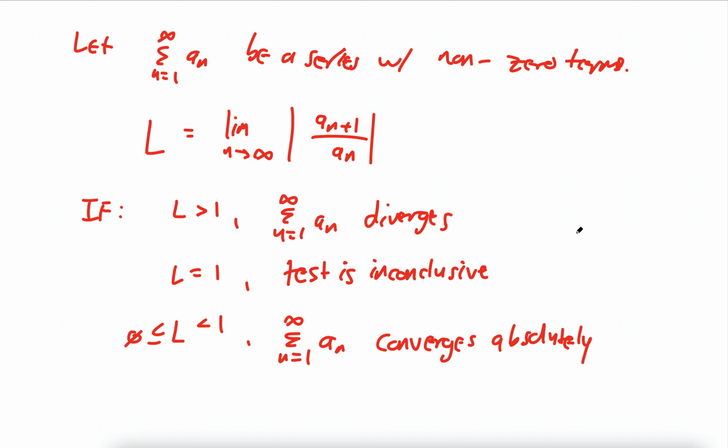We don't know if the values are getting bigger or smaller. They're staying basically stagnant, which means we can't tell if we're going to converge or diverge. We're going to say we're inconclusive if my limit is equal to 1.